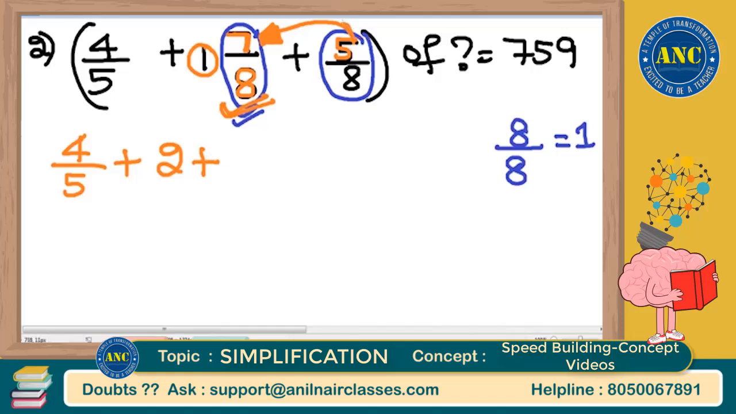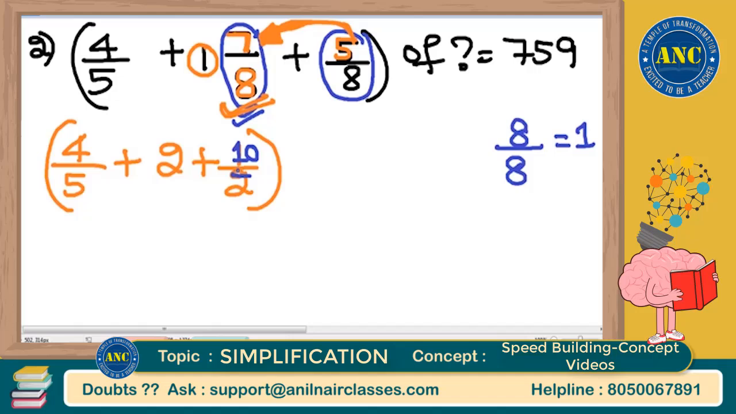And if 1 by 8 goes from this person, it becomes 4 by 8. 4 by 8 is 1 by 2, right? 4 by 8 is 1 by 2. I believe it is very clear. Similarly, if I simplify further, 4 by 5, this can be written as 10 by 5, right?